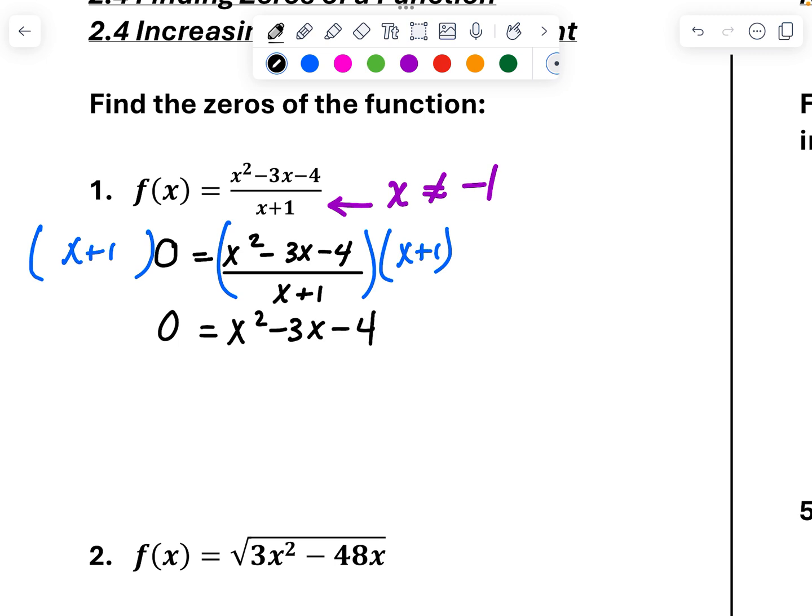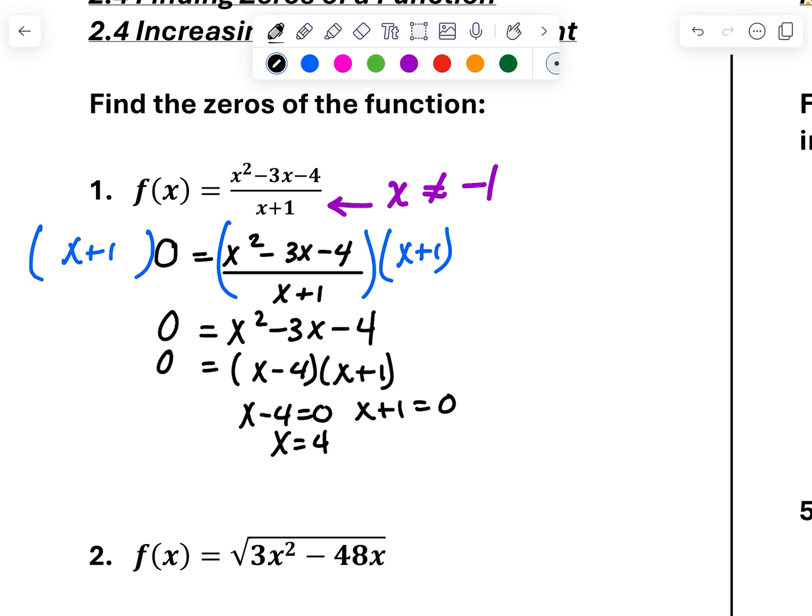So people say, oh, then we can just ignore the denominator. Yes, we can, but we need to know why. So that is why. So we'll go ahead and factor that, and we get x minus 4 and x plus 1. So that would get us x minus 4 equals 0 and x plus 1 equals 0. So x would equal 4 and x would equal -1.